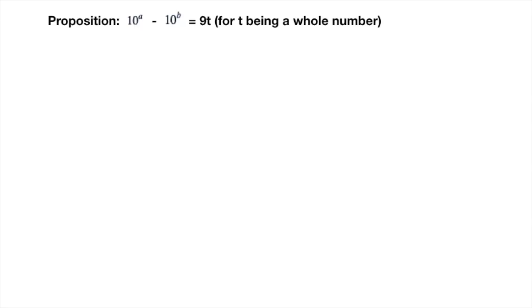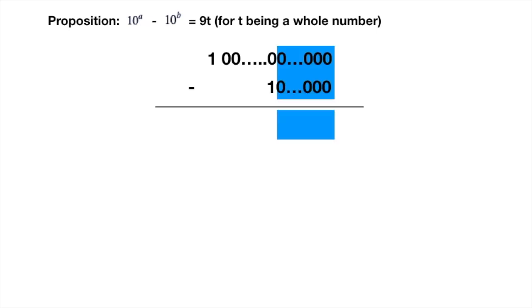So we will be trying to prove that 10 to the power of a minus 10 to the power of b is 9t, where t is a whole number. That means that we need to do the subtraction 10 to the power of a, which is 1 followed by a zeros, minus 10 to the power of b, 1 followed by b zeros. So there will be b zeros minus b zeros, which will give us b zeros. Now, we need to do a minus b zeros minus a.